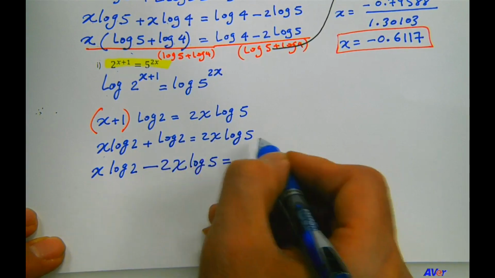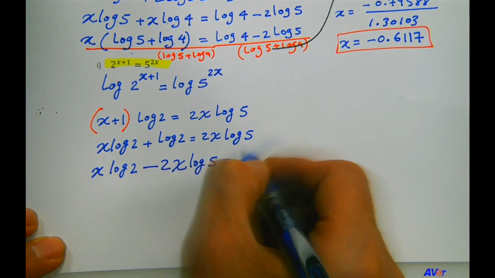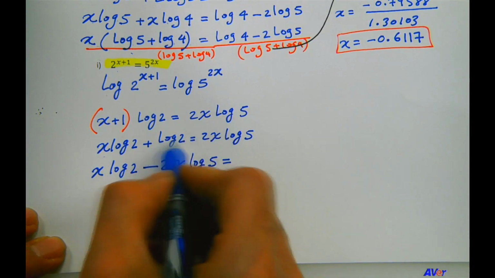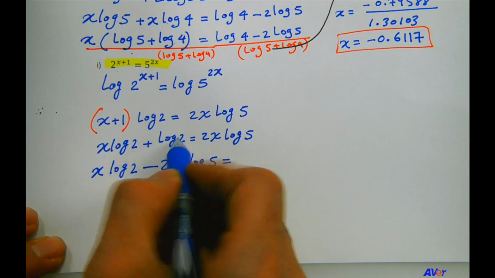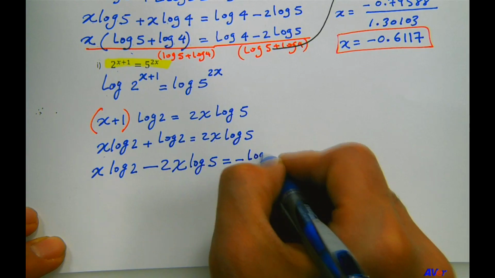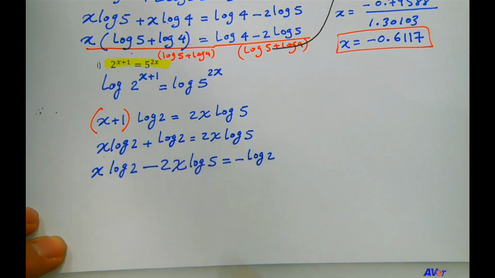What about the right side? Will it get 0? No. We have a constant on the left. Let's move it to the right. This constant was positive log of 2. When I move it across the equality, it becomes minus log of 2. It changes the algebraic sign that it has in front.